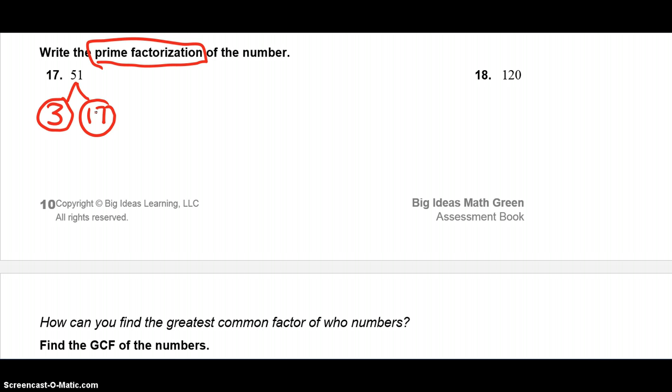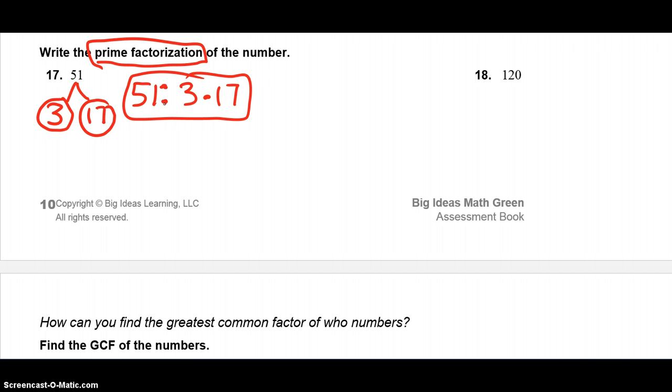Now when I write the prime factorization for 51, I have to remember to write these numbers from least to greatest. So I would write 3 times 17, because prime factorization is multiplication. We have to write those prime numbers with multiplication signs.